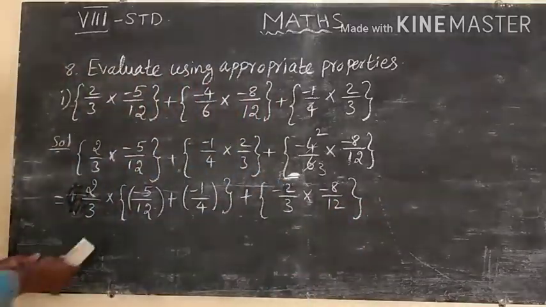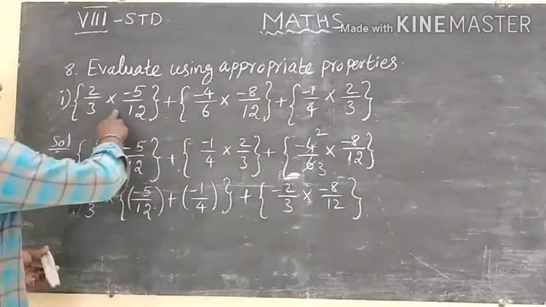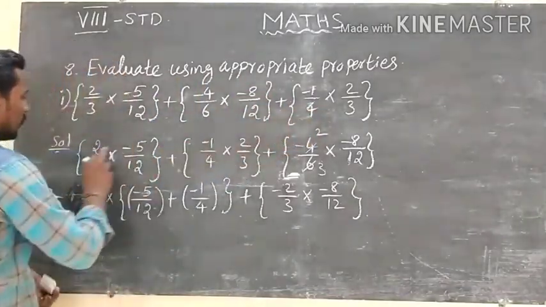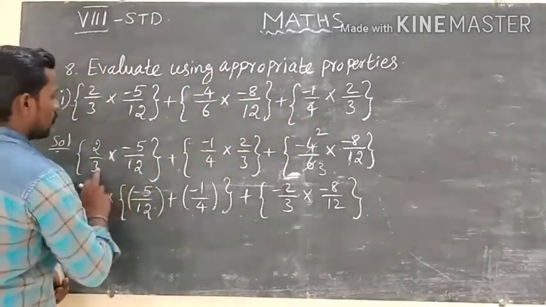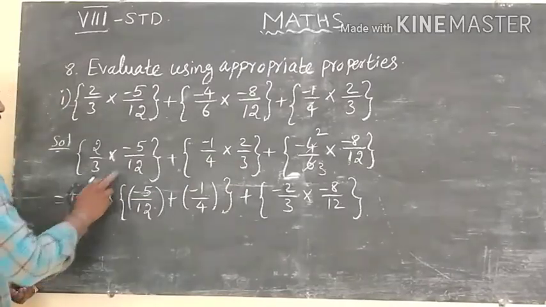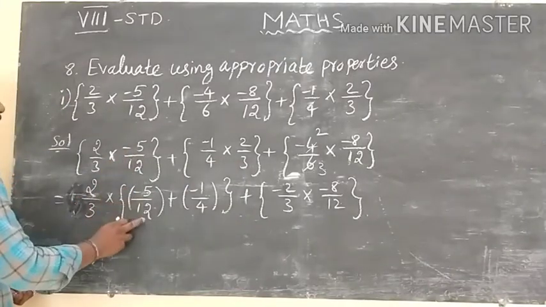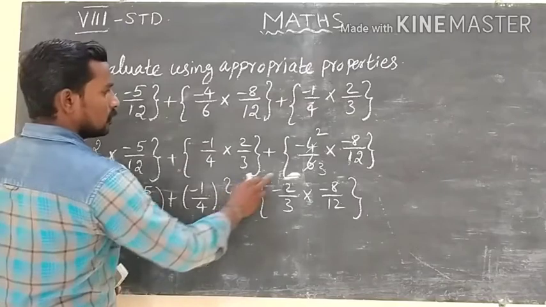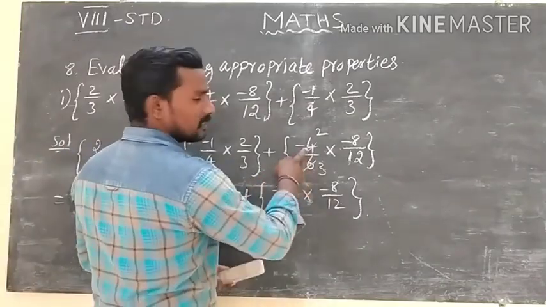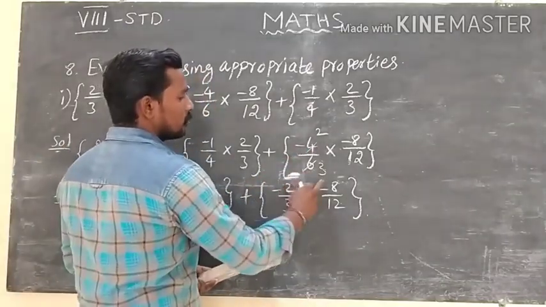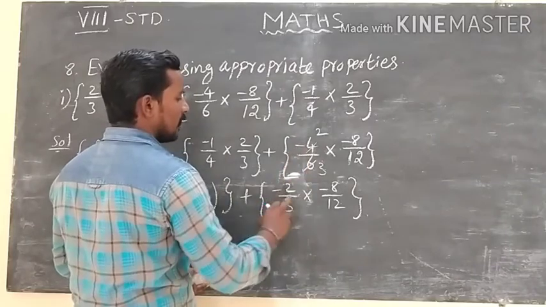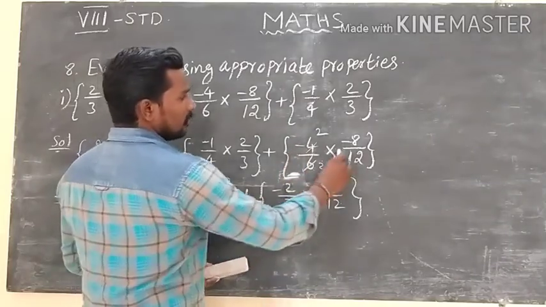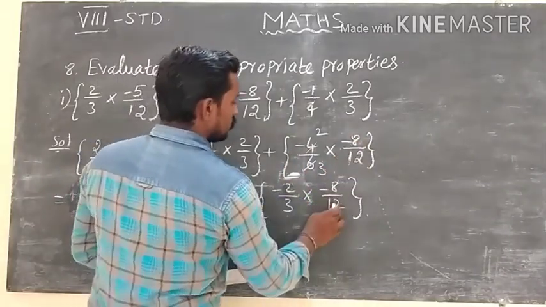Have you understood? Yeah. First we compare the first and last term, and then take outside 2 by 3, which is common for the first and second term. And the remaining terms are minus 5 by 12 and minus 1 by 4. Here using the cancellation by second table, 2 2s are 4, 3 2s are 6. So minus 4 by 6 can be written as minus 2 by 3. And the remaining numbers minus 8 by 12. That's it.